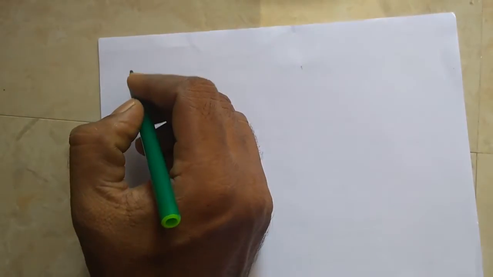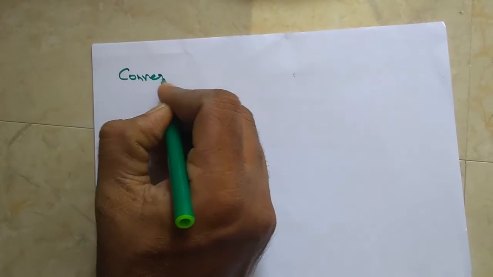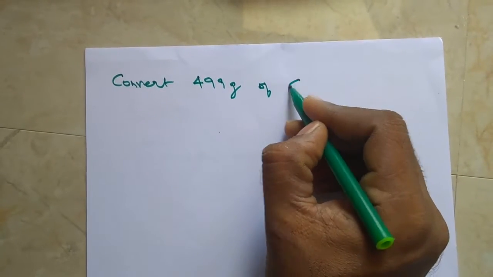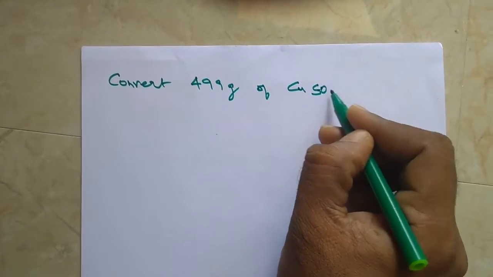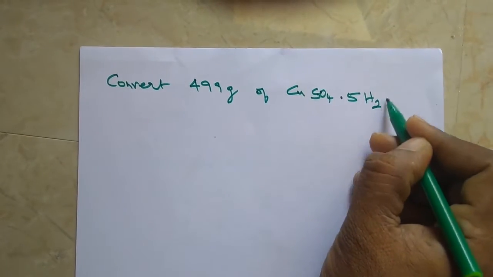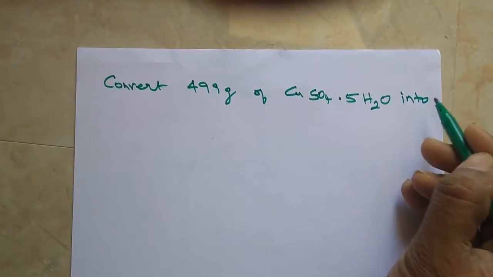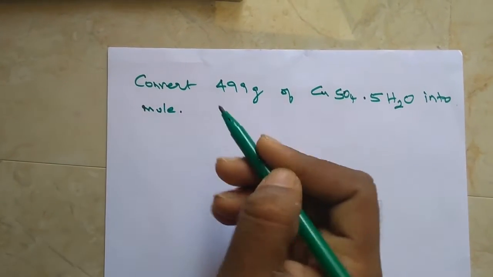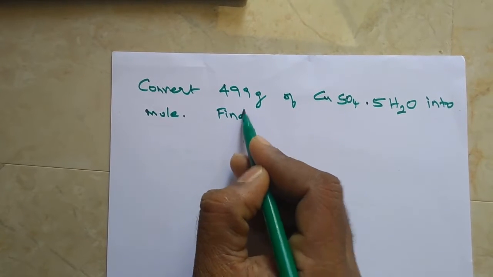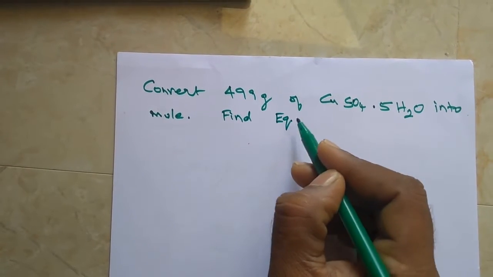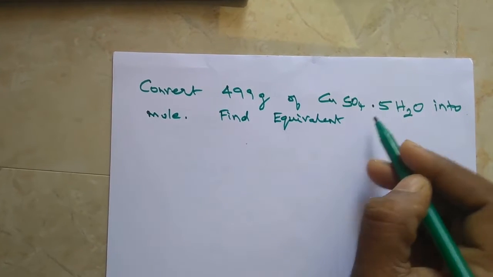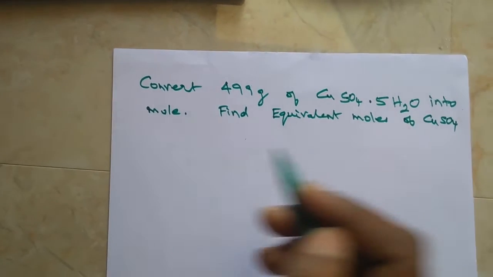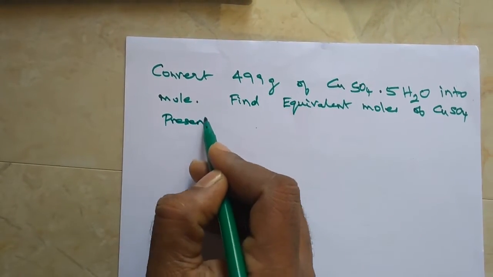Ready for next problem? Let us do one problem on copper sulfate, hydrated copper sulfate crystal. Convert 499 grams of copper sulfate 5H2O, CuSO4·5H2O, into moles. Find equivalent moles of copper sulfate present in the crystal.